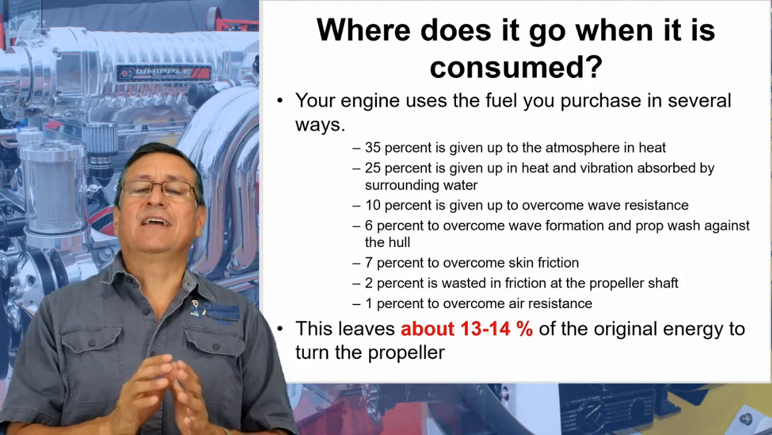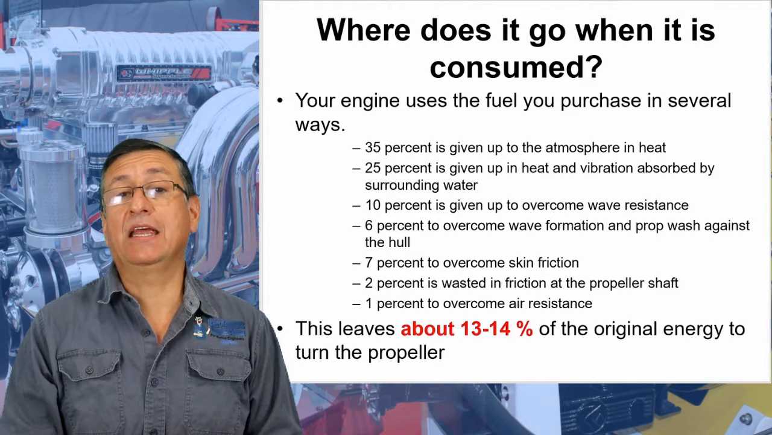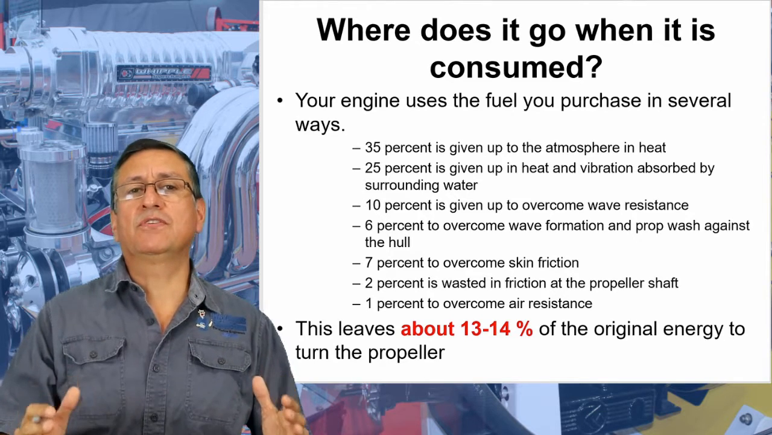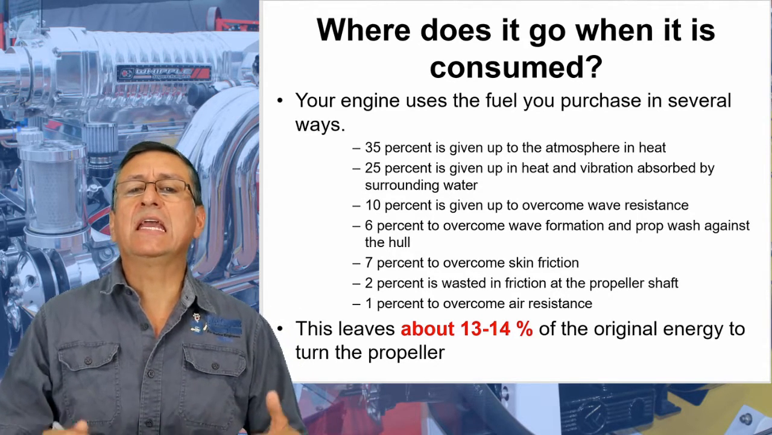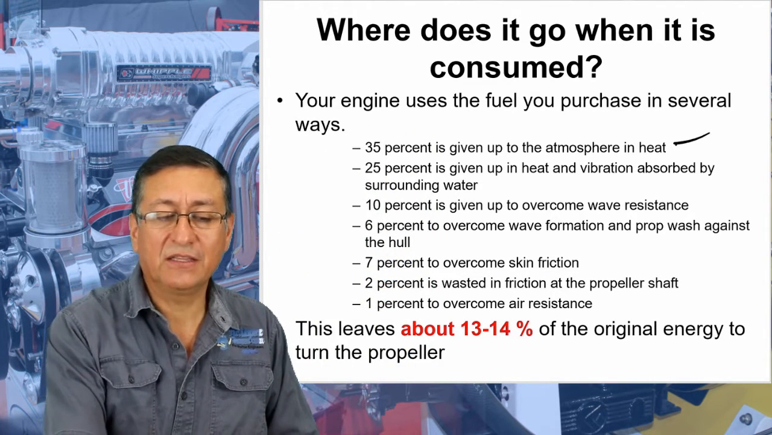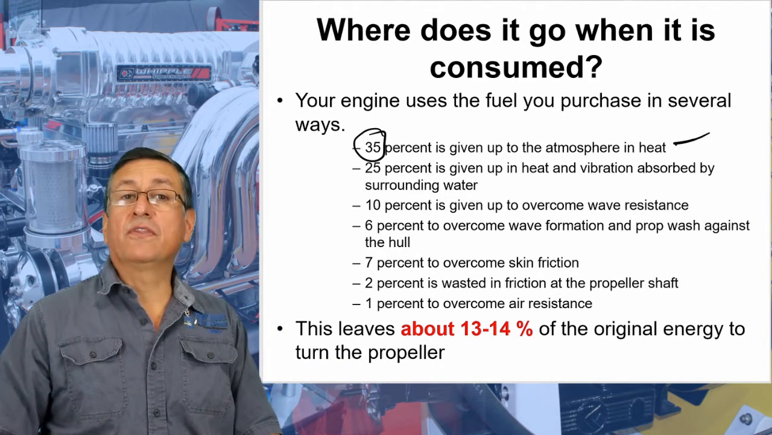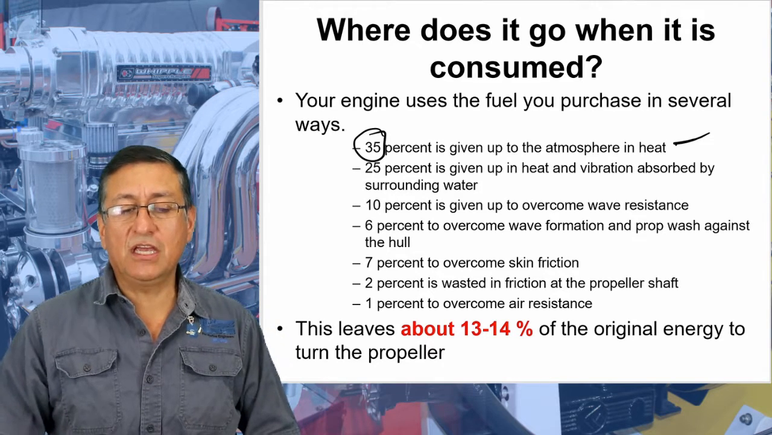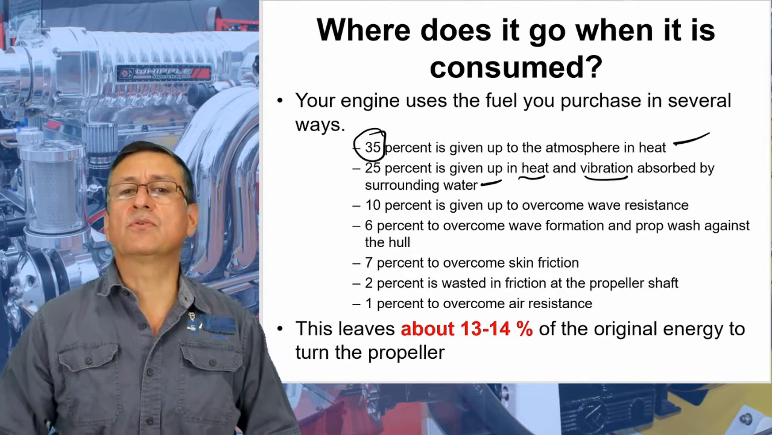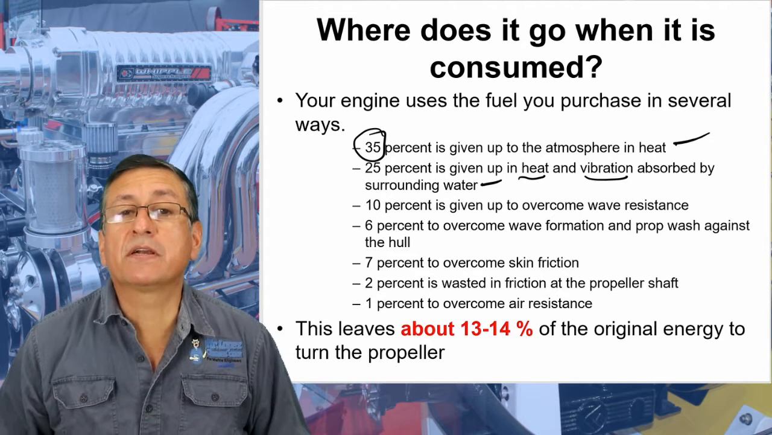Okay, in this slide, I want to check where the consumption of energy is in a typical boat. This is a great graphic. 35% of the energy produced by an engine is converted into heat and is dissipated into the atmosphere. This is the first point, 35%. 25% of the energy produced is converted into heat and vibration absorbed by the surrounding water. Between this and this, we have 60%.